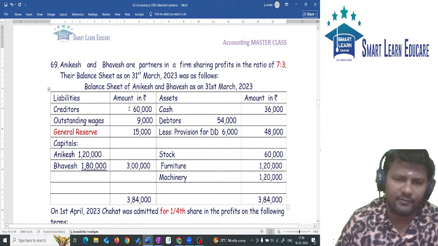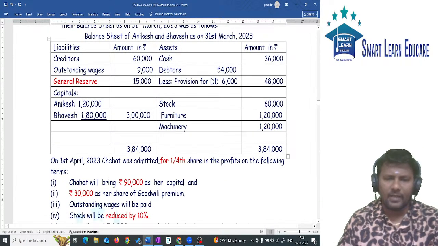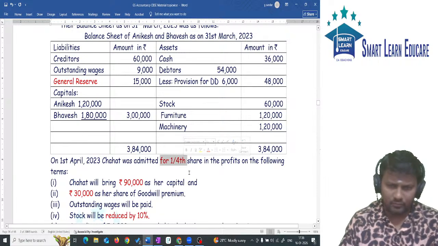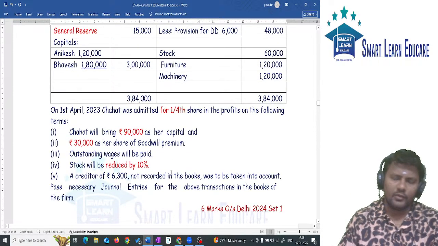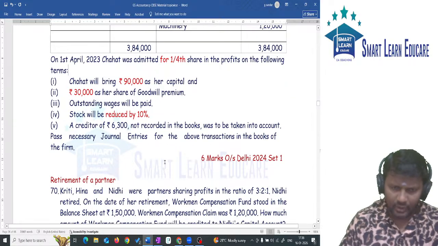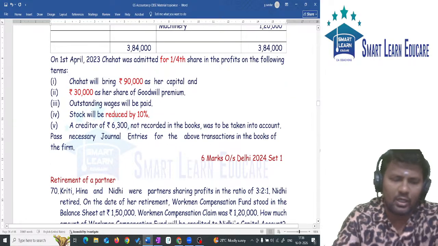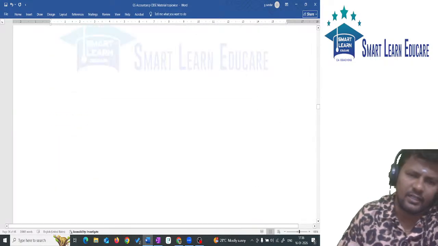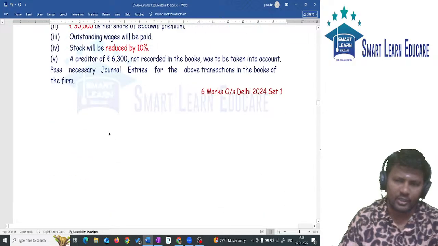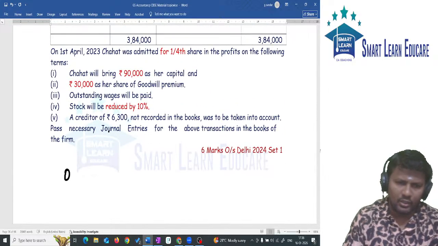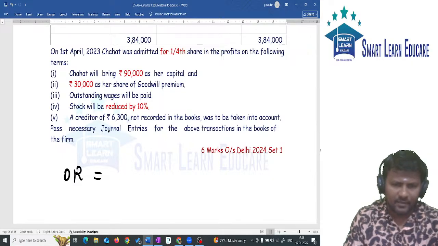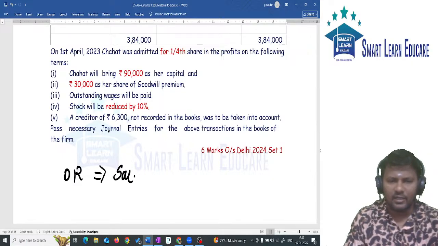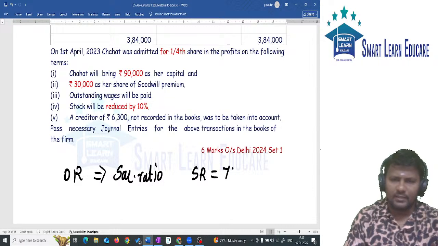Old ratio given 7:3 and a new partner's share it is 1/4. Okay, so no information is given about ratio, meaning whatever old ratio you have, the same ratio will be treated as sacrificing ratio. This is type 1 question. So your old ratio is same as sacrificing ratio. So what is your sacrificing ratio in this question? It is 7:3.